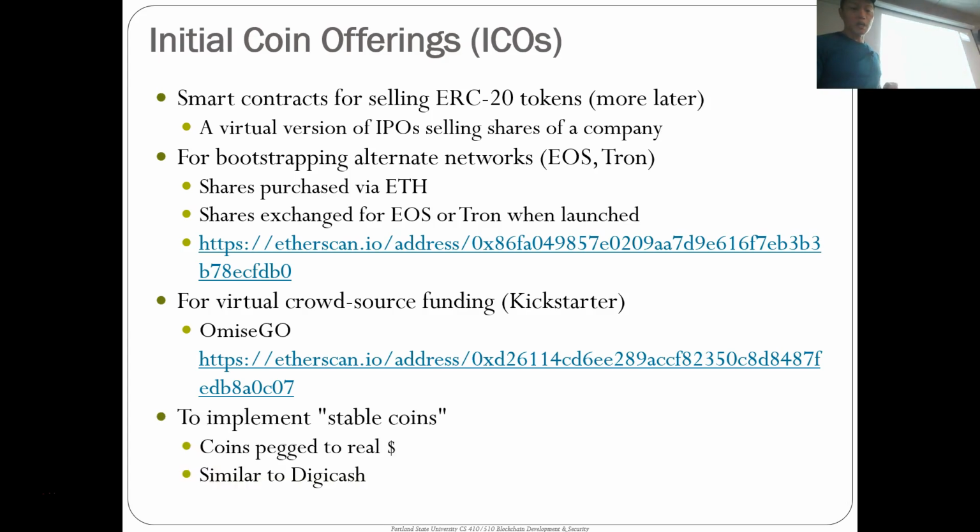Okay. It can be used to implement stable coins as well, where you have coins pegged to real dollars in terms of an exchange rate. And that's something that is similar to what DigiCash had in mind, where your blinded bill is $1.